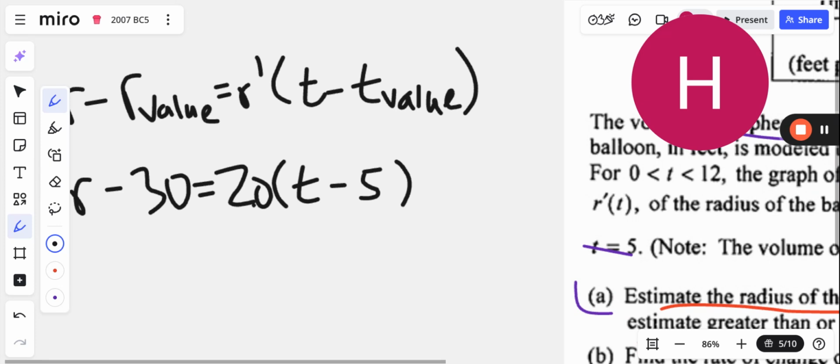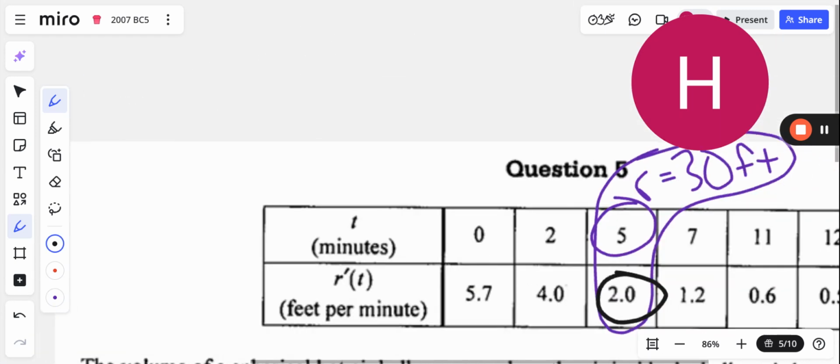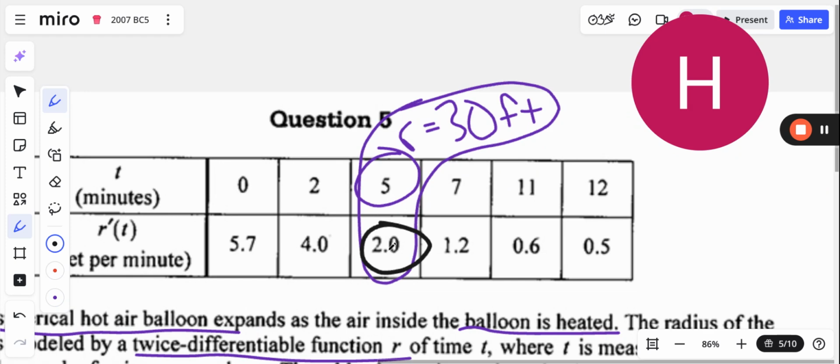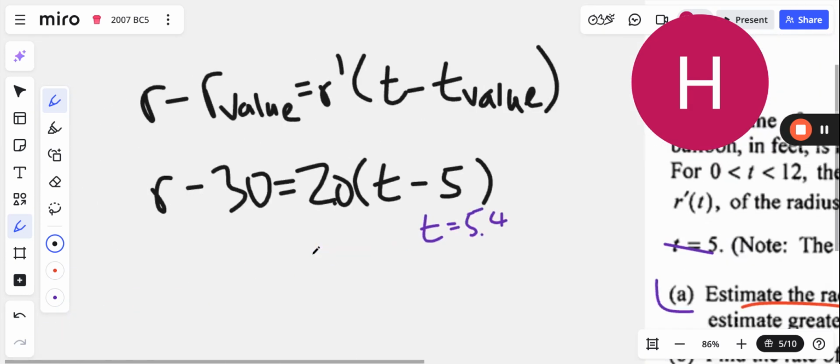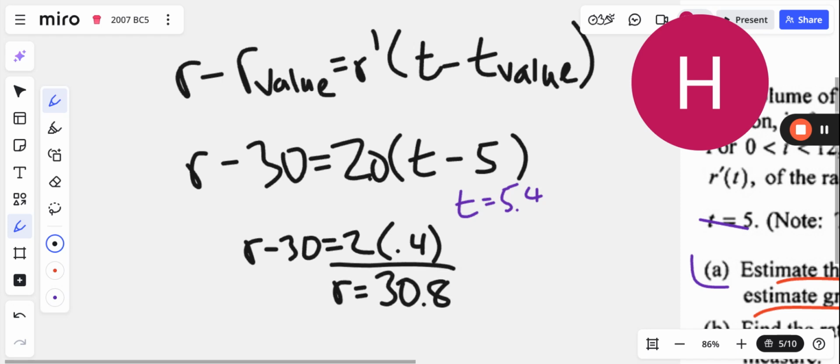So now we're going to plug in the time of 5.4, because that's where we want to approximate. We know that it's equal to 30 at 5, but we want to use this slope since we don't have information at 5.4. We're going to use this closest point to approximate. So this is going to be r minus 30 equals 2 times 0.4. So that's 0.8. r equals 30.8. We can say that it's increased by approximately 0.8, according to how fast it was going at that time.